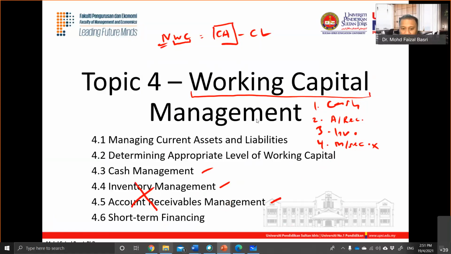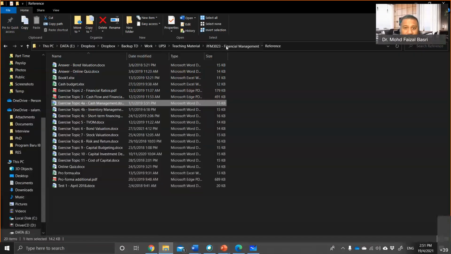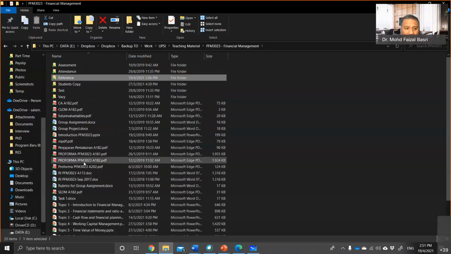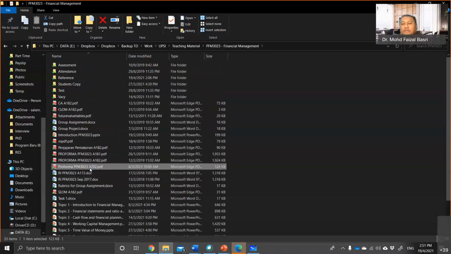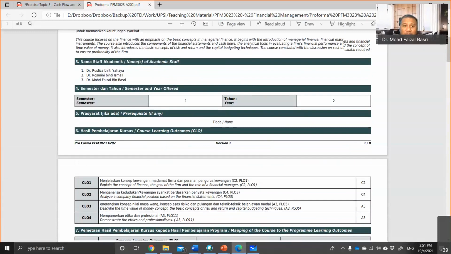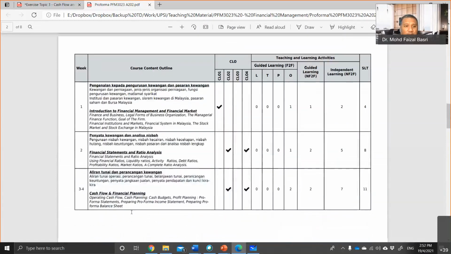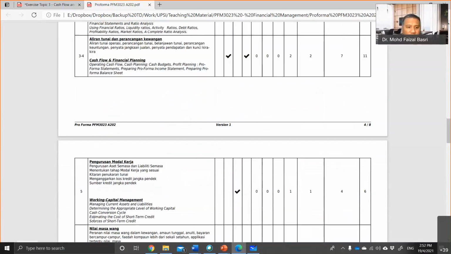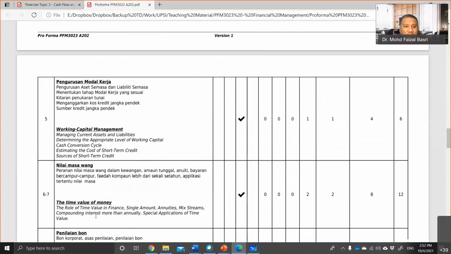Right, just to share with you again. Okay, by the way, this Proforma bukan I yang buat. It's not me. One yang prepare this Proforma. Okay, as you can see here, the name pun I nama kat bawah sekali. But anyway. So if we look here in the working capital management, they have the managing, okay. You only have cash conversion cycle, which is the cash management, and then terus estimating the cost of short-term credit, which is the short-term financing, which is the current liability side.